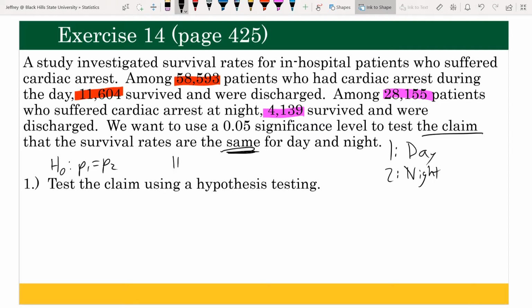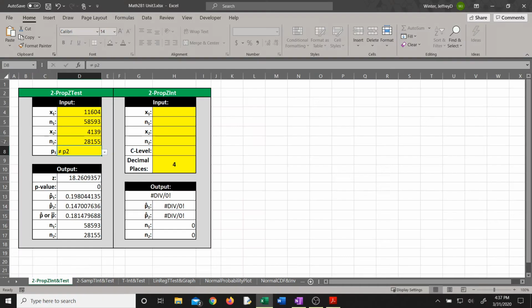The alternative, well, we have to be careful because this null hypothesis was the claim, that they're equal. So the only other thing that we can say about the alternative is that somehow they are in fact different. So P1 does not equal P2. We're going to use a significance level of 0.05. And from there, we're going to go ahead and use Excel again to get both the test statistic and the p-value.